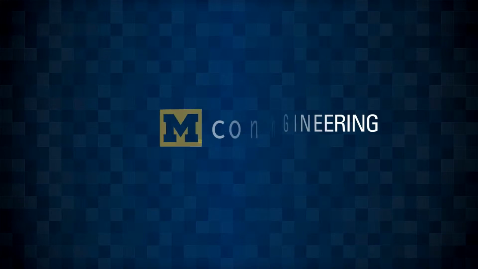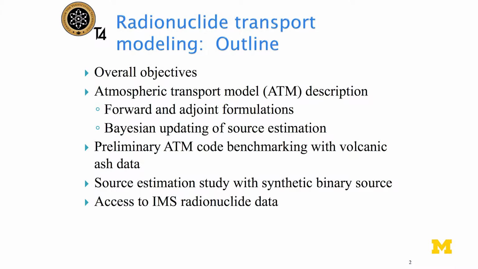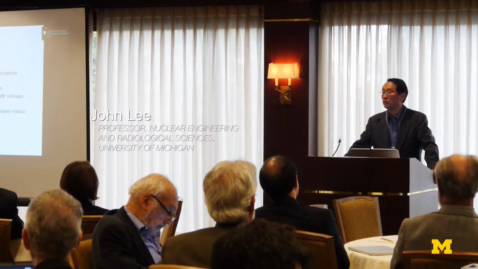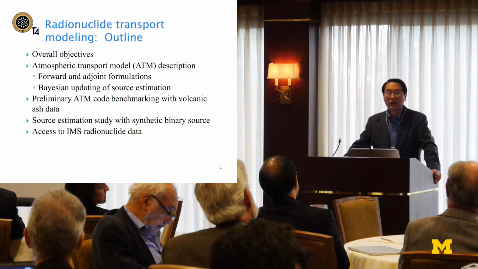So I'd like to start off with some overview of what we'd like to accomplish, and then go through a couple atmospheric transport modeling code systems, some mathematical equations I'll try to go through quickly, and then some of the preliminary effort we have gone through in benchmarking those codes with volcanic ash data.